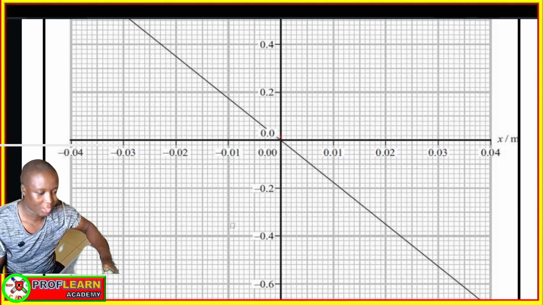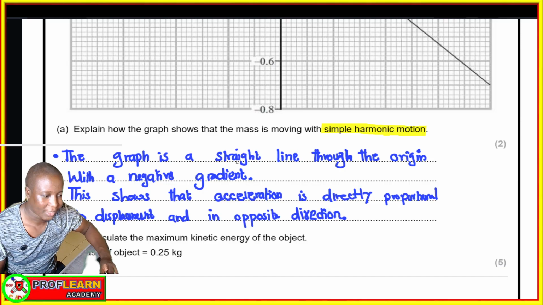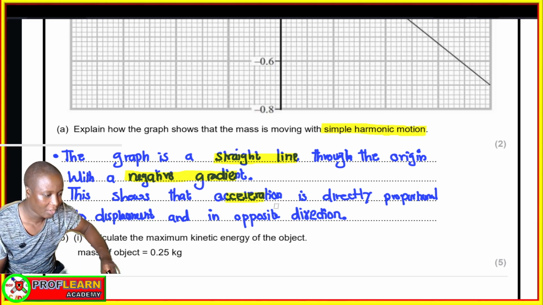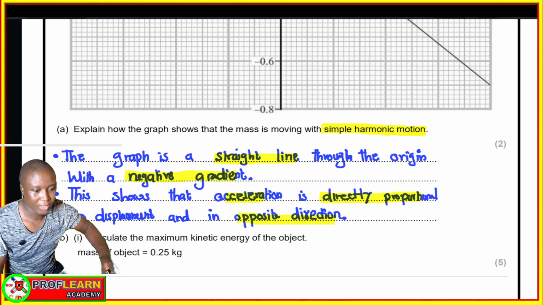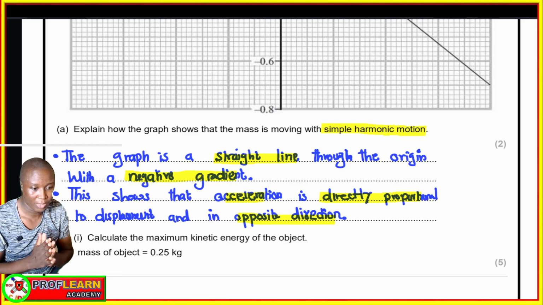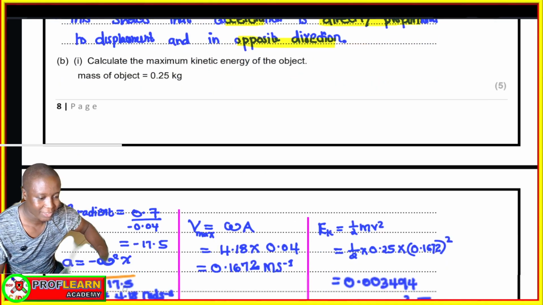So when you are supposed to respond, you say the graph is a straight line through the origin with a negative gradient. What does that mean? That shows that acceleration is directly proportional to displacement, and they are in opposite directions. Basically, that's what you are supposed to respond in this particular question to earn all the marks. Now let's move to the next question so that we can see what else you can be asked.